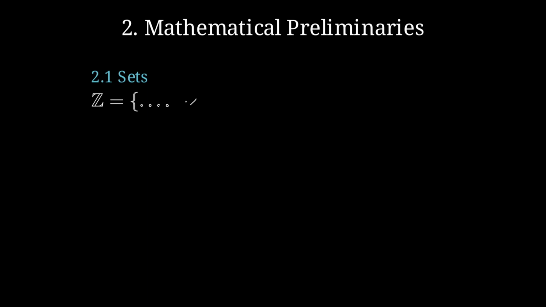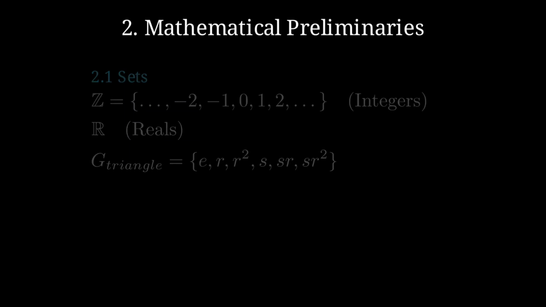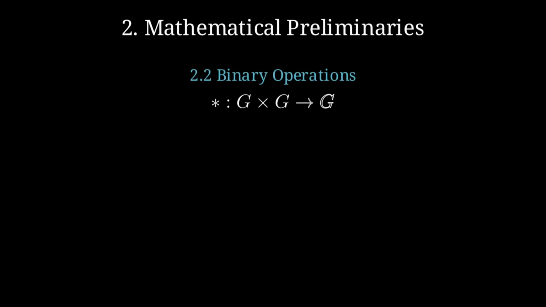Before formally defining a group, we need 2 components. First, a set. A set is simply a collection of objects, like integers, the real numbers, or the symmetry actions of our triangle. Second, we need a binary operation. Think of a binary operation as a machine that takes 2 elements from our set, say A and B, and combines them to spit out a single result, A star B.